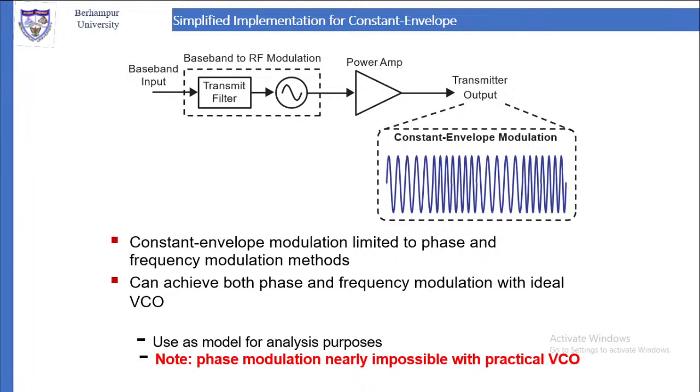This is limited to phase and frequency modulation methods. We are not going to discuss phase modulation. We will discuss only frequency modulation. Both of these can be achieved using an ideal VCO. VCO stands for voltage controlled oscillator. Both phase and frequency modulation can be realized using an ideal VCO. Use this as a model for analysis purposes. But remember that practically phase modulation cannot be achieved. It is extremely difficult to realize phase modulation using a practical VCO. Theoretically both can be achieved, but in practice it is difficult to use a VCO to realize phase modulation. So we will drop phase modulation in our discussion.